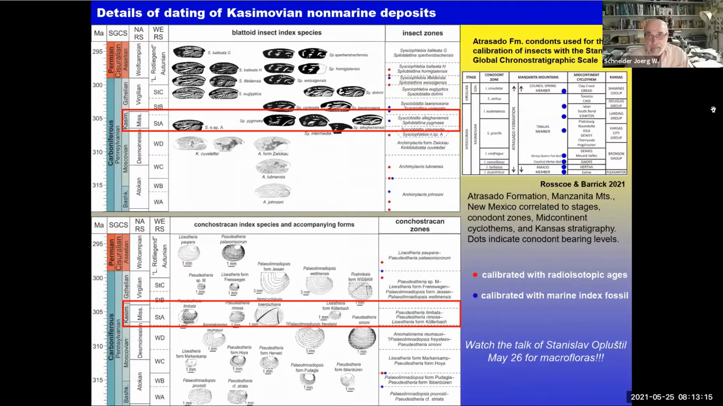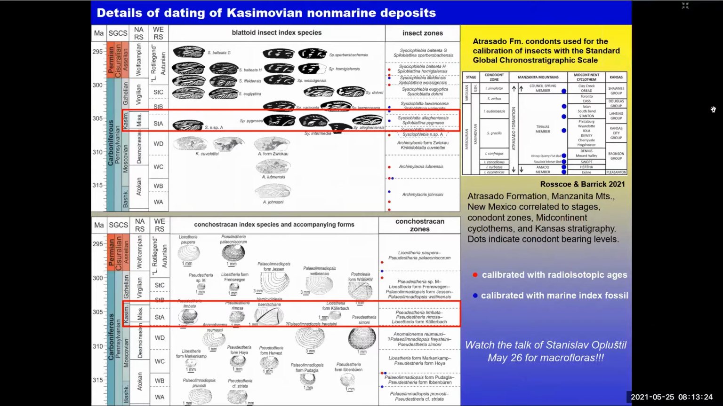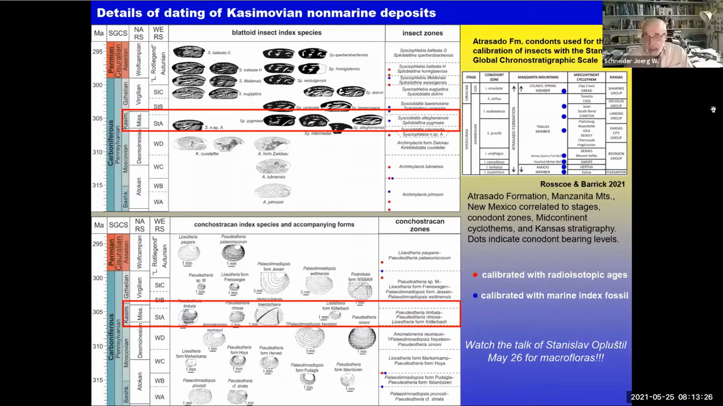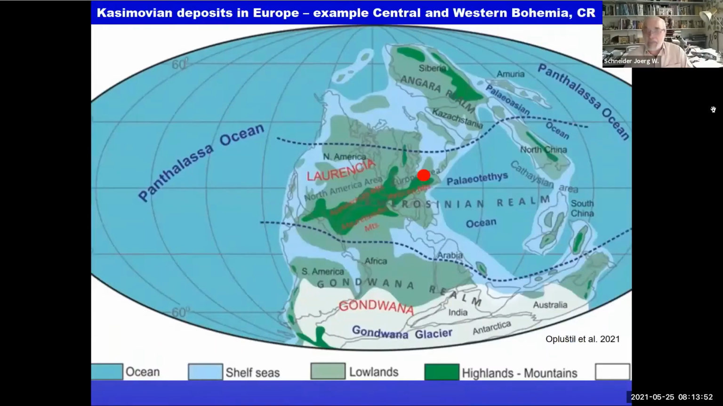There, I will go into more detail later, especially the Atrasado Formation, which is mixed marine continental, delivers us many conodont ages for the calibration of the non-marine index fossils. The newest paper of Ross and Barrick from 2021, and watch the talk of Stanislav Opluštil on the macrofloras. Next, please. Let us go to some examples from different parts of the world.